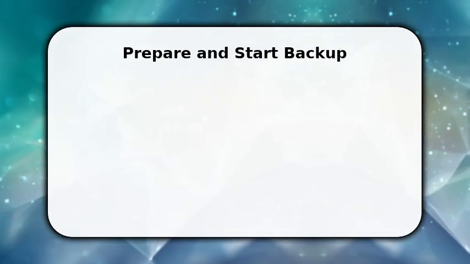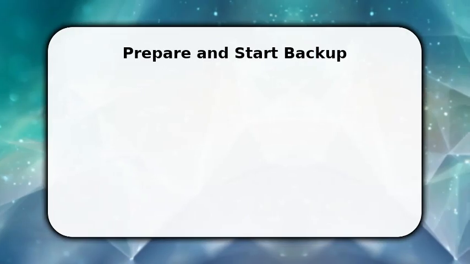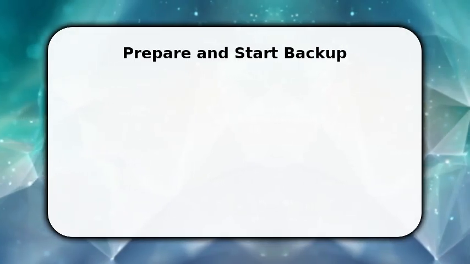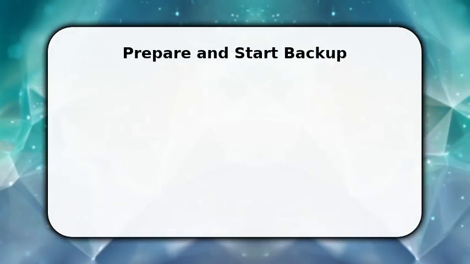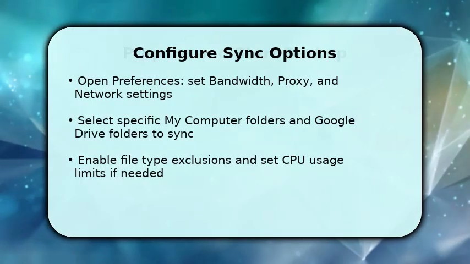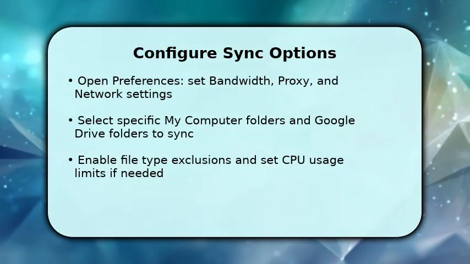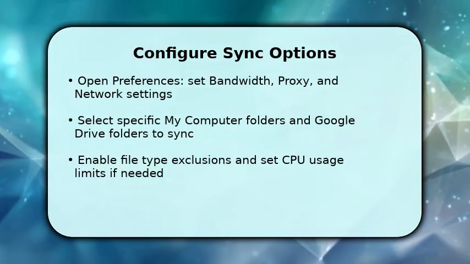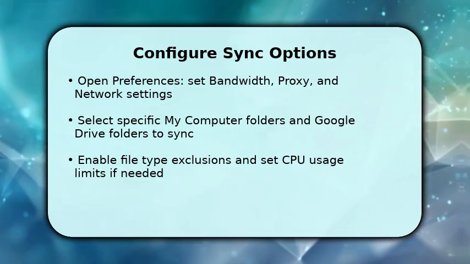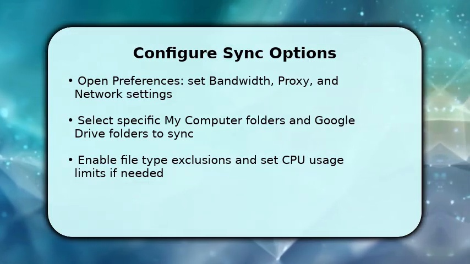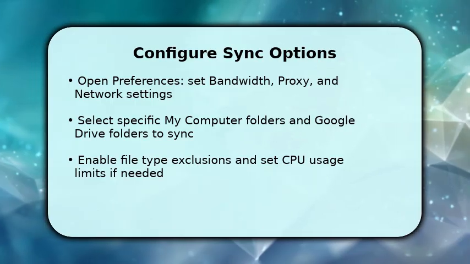The app will create a Drive folder. Use it like any folder while sync finishes in the background. Once the client is running, open Preferences to configure bandwidth and proxy settings so transfers don't monopolize your network. Then choose which My Computer and Google Drive folders to include. This controls what's mirrored or streamed.